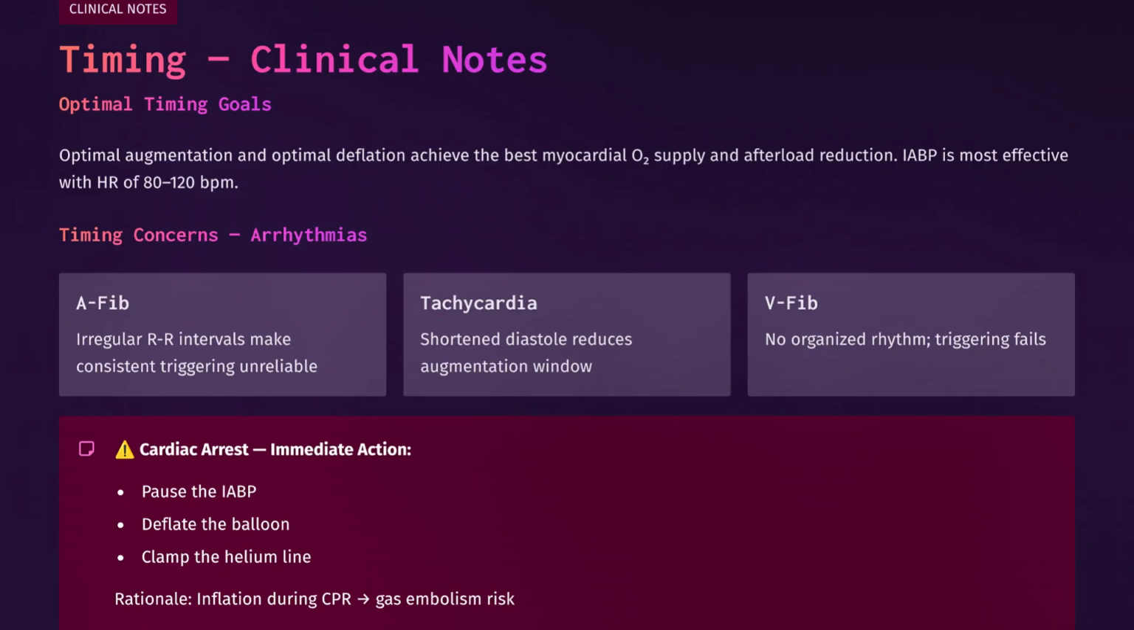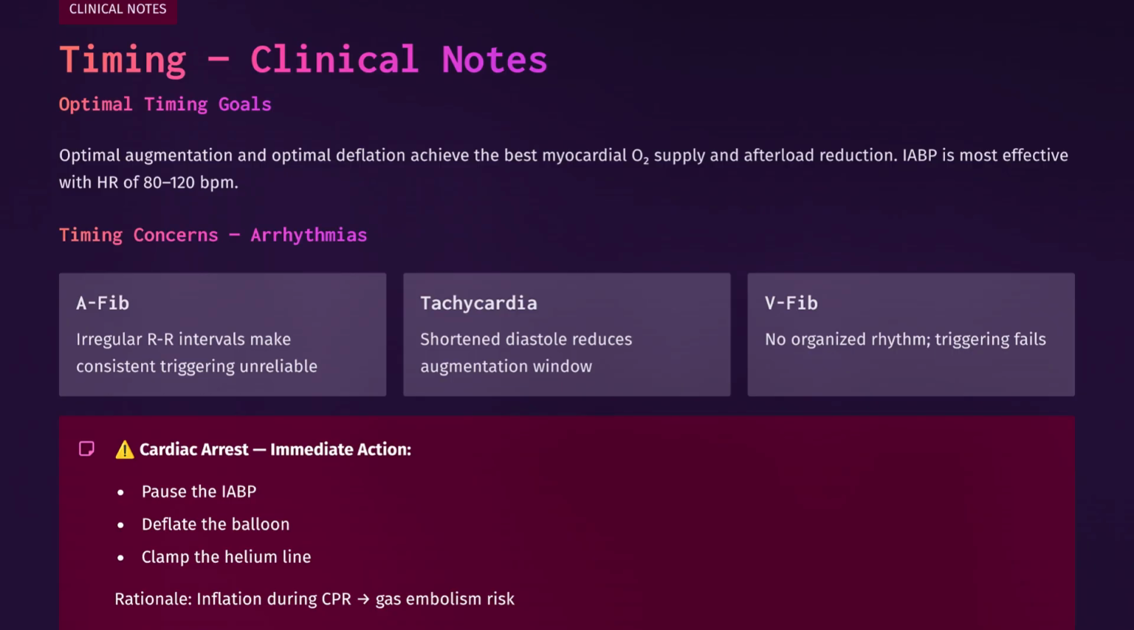Who gets this therapy anyway? You'll see this deployed in two main scenarios: severe cardiogenic shock, like a massive heart attack where the heart or the pump is failing, or in the OR when a patient can't be weaned from the bypass machine. It's a temporary bridge to recovery or surgery.